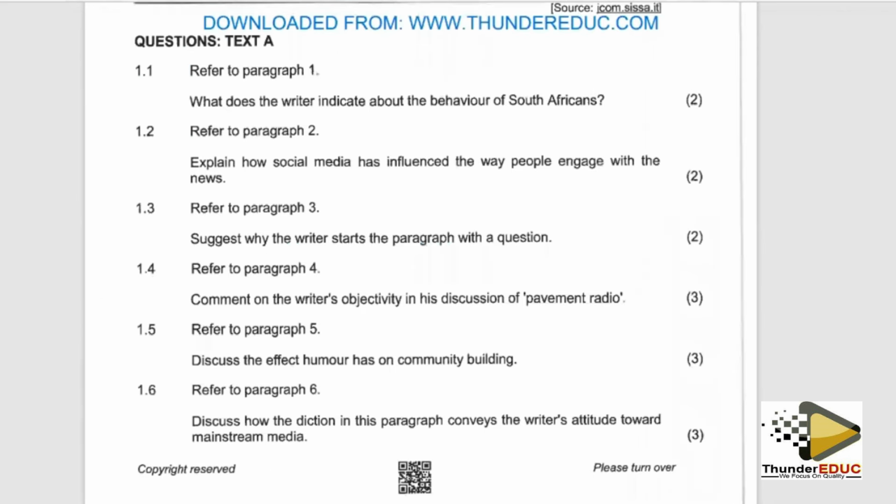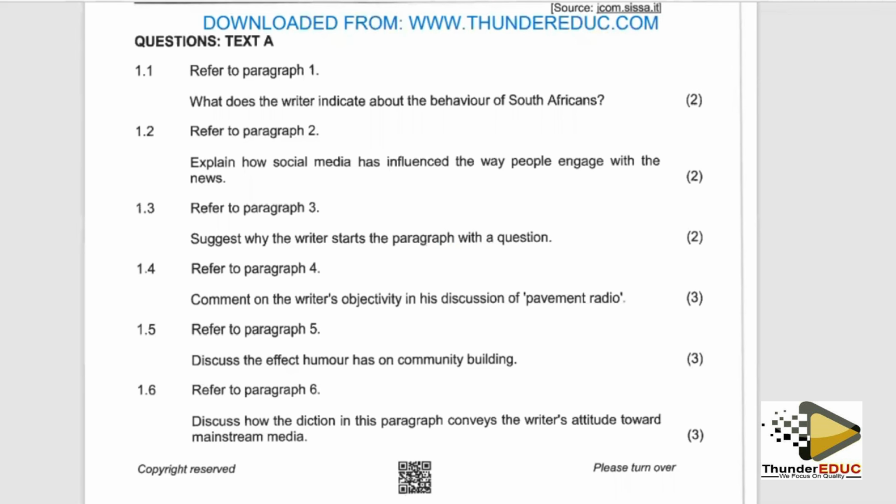I think we realized we started off with the 2 mark questions, and therefore it means it was attemptable. So please, let's make sure that we always underline our keywords so that we're very clear on what we are supposed to do. For example, on question 1.2, it says refer to paragraph 2. That's very clear that you'll only focus on paragraph 2, but your keyword was explain.